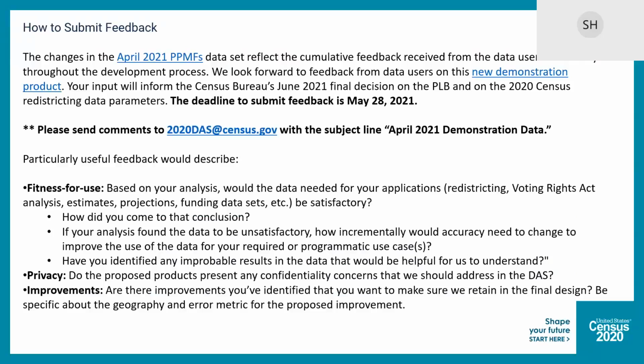The input you give us will help inform the final decision making about where that privacy accuracy budget is set, how the parameters work within the system. We'd love to get your feedback by May 28th, and you can send feedback to us through 2020das@census.gov. I know you're getting tired of me saying that. And we just put some prompts here of things that would be especially helpful for us.